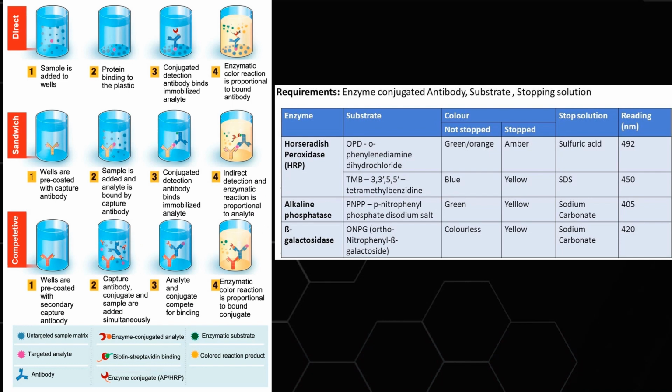And this is again the same thing. Then you have competition, then sandwich, and then direct, and these are the enzymes that are generally conjugated with the antibody, be it primary or secondary, and you use their respective substrate and they change color, and you stop the reaction and take the reading at this particular nanometer.